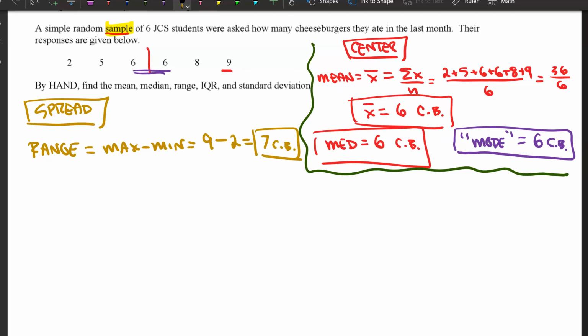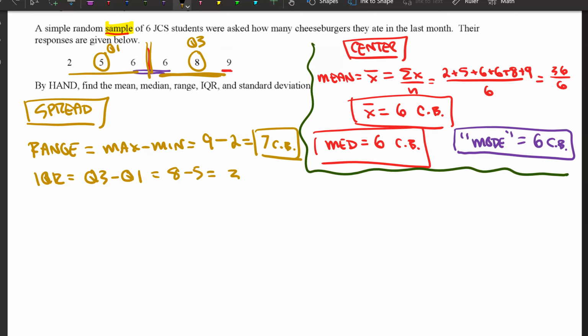Okay. IQR is Q3 minus Q1. So I've already cut the data set in half with my median. So look at your bottom half, top half, cut that in half. This is Q3, bottom half. Go to the middle, there's Q1. So this is simply 8 minus 5, or 3 cheeseburgers.